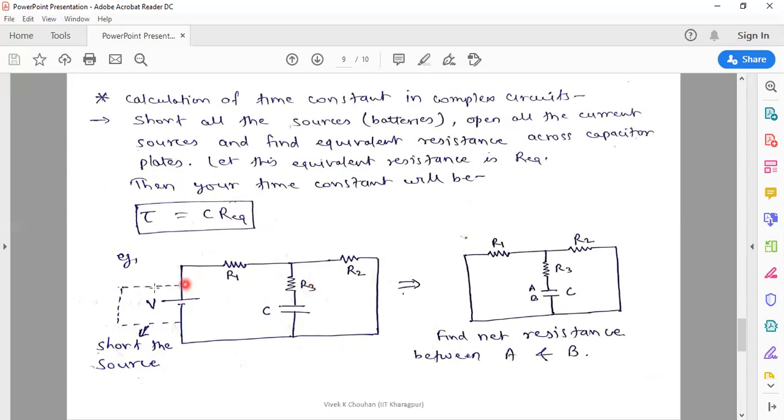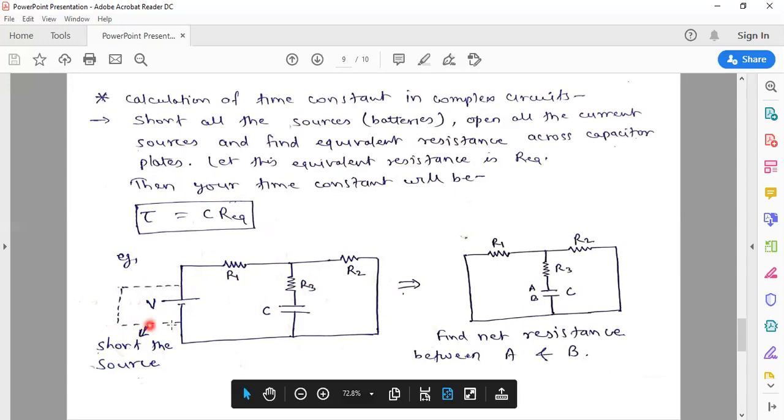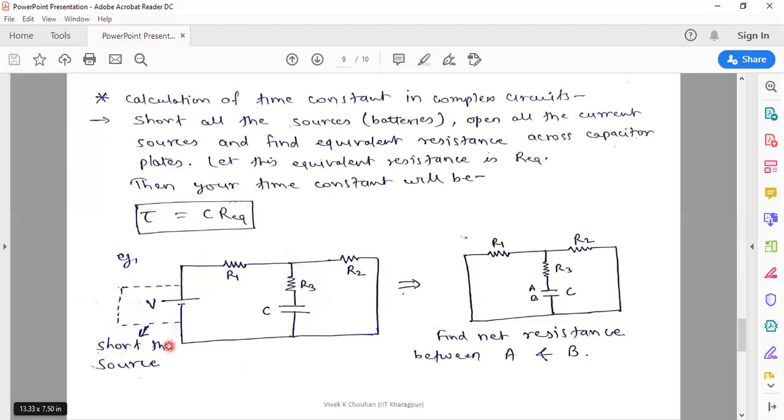First of all, you will have to short the EMF sources, the voltage sources. Wherever there is a voltage source in the circuit, you will have to short it. Okay, you have shorted the source. There is no current source here, but if it is present in your question, if you find any current source in the circuit, you will have to open it. First, short all the EMF sources, whatever number of batteries there are, short circuit them all. Now open all the current sources. If there is any current source in the circuit, you have to open it.